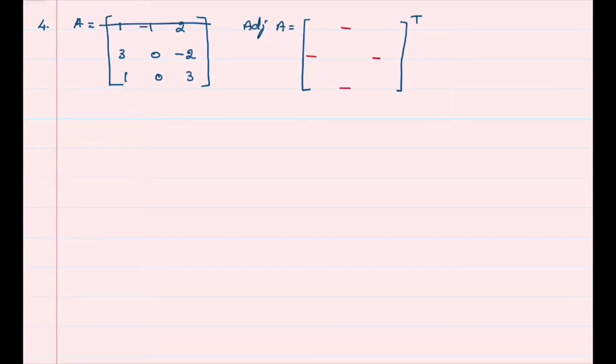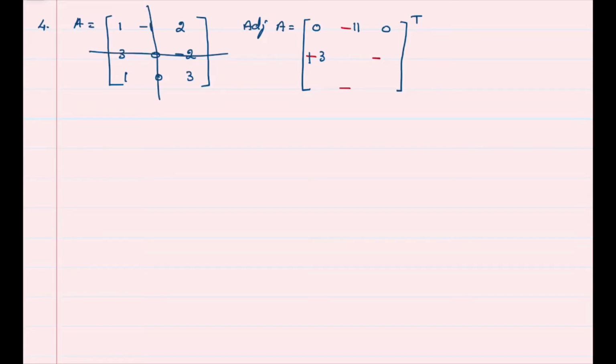Cofactor of element 1. Cross multiply the remaining elements. 0 minus 0, 0. Cofactor of minus 1: 9 plus 2, which is 11. This position gets a negative sign, so minus 11. Then cofactor of 2: 0 minus 0, 0. Cofactor of 3: minus 3 minus 0, which is minus 3. But this position gets a negative sign, which makes it plus 3.